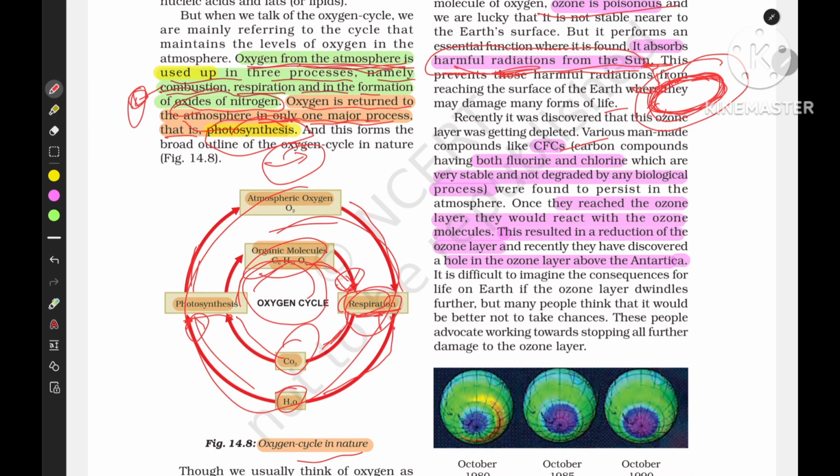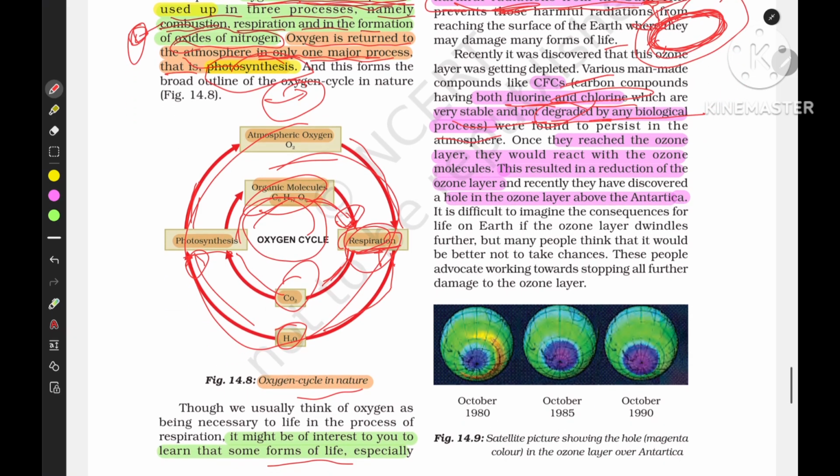What depletes this layer? CFCs, chlorofluorocarbons, with both fluorines and chlorines, which are very stable and are not degraded by any biological process. These are mostly stable. They reach the ozone layer, and they react with the ozone molecules. This results in a reduction of the ozone layer.